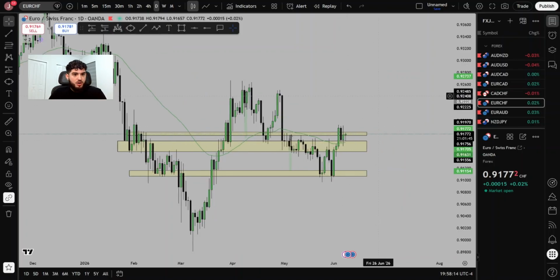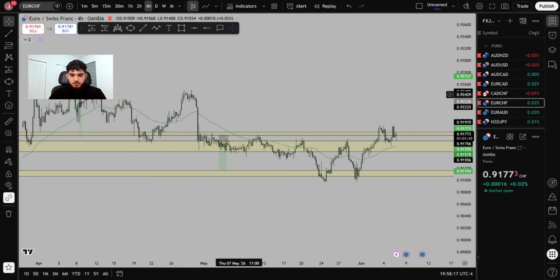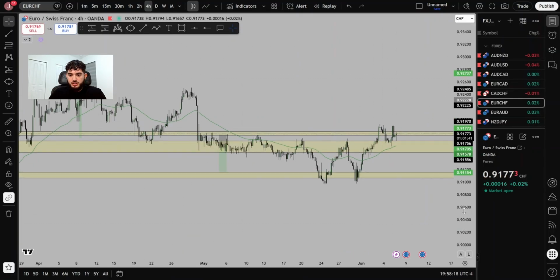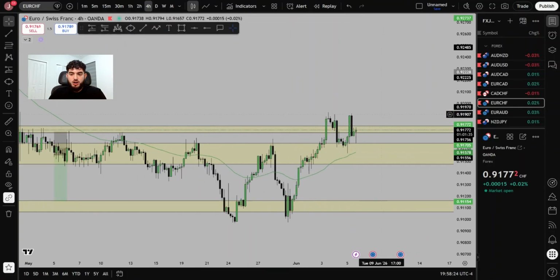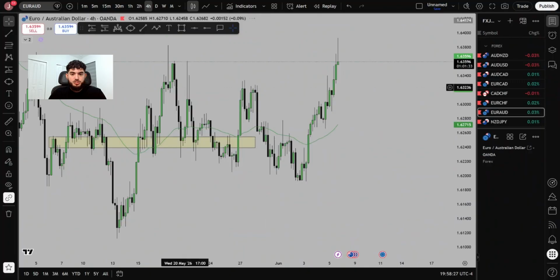So right now, I'm just pretty much looking at the 4 hour to see if it does go above this area right here and does become support and rejects it. And if it does, I might be entering this long. Next up is Euro AUD.